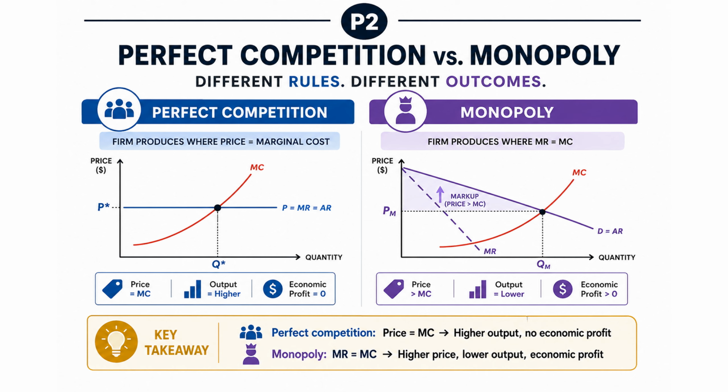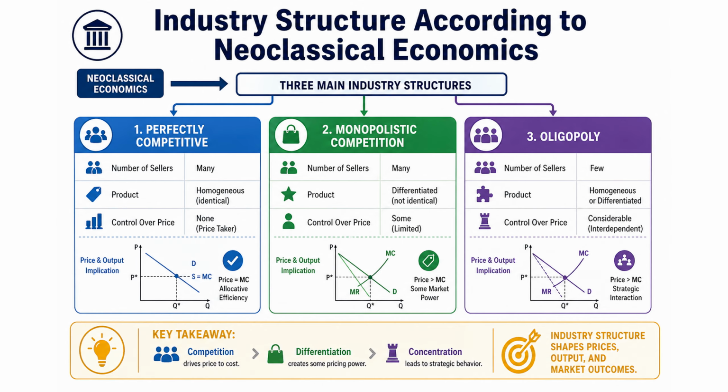Once that is clear, the next step is industry structure according to neoclassical economics, because it develops the next piece of the same argument. Neoclassical economics categorizes industries into competitive, monopolistic, and oligopolistic structures, each with distinct characteristics and implications for market behavior. Put more directly, neoclassical economics describes three main industry structures: perfectly competitive, monopolistic, and oligopolistic, each affecting pricing and output differently.